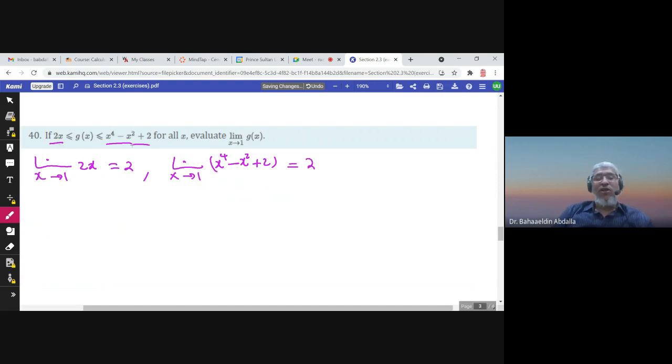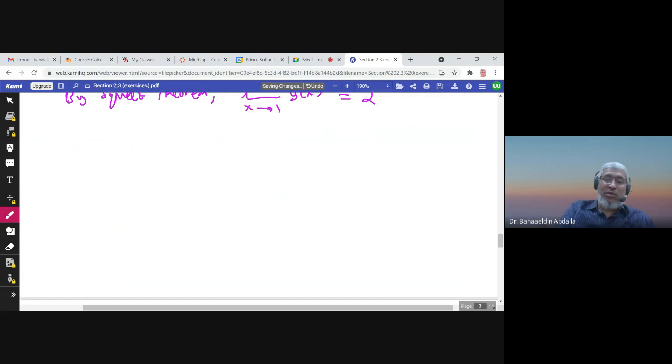So both functions have the same limit when x approaches 1. So by the squeeze theorem, we will have the limit of g of x, the one between these two functions, when x approaches 1, would also be 2.